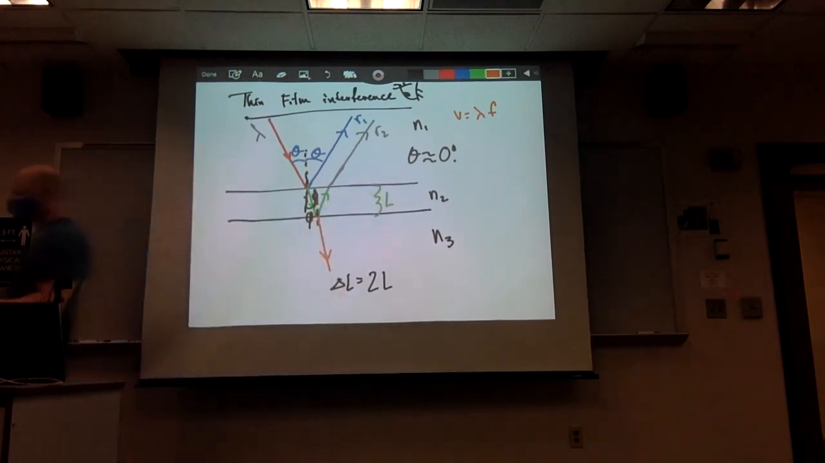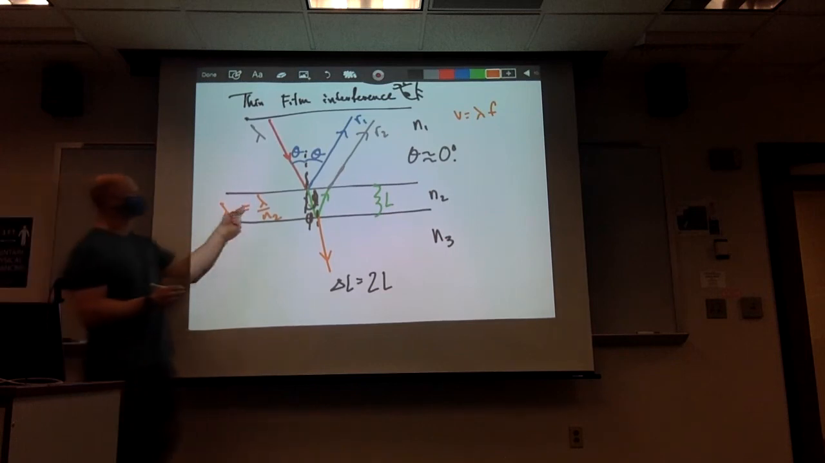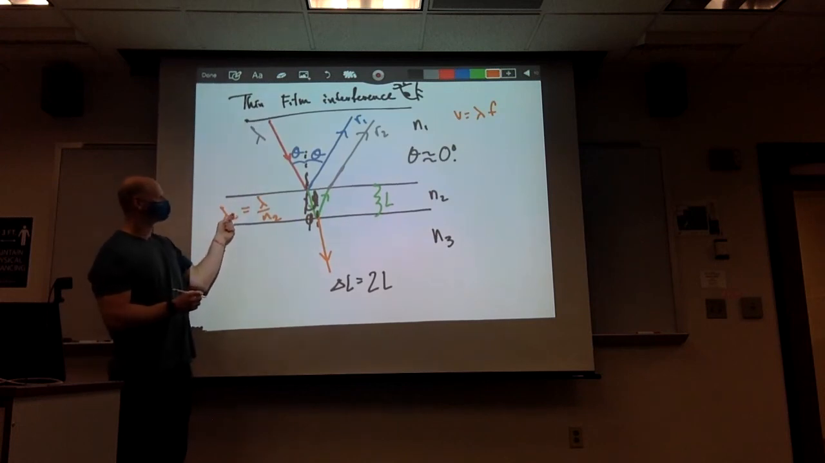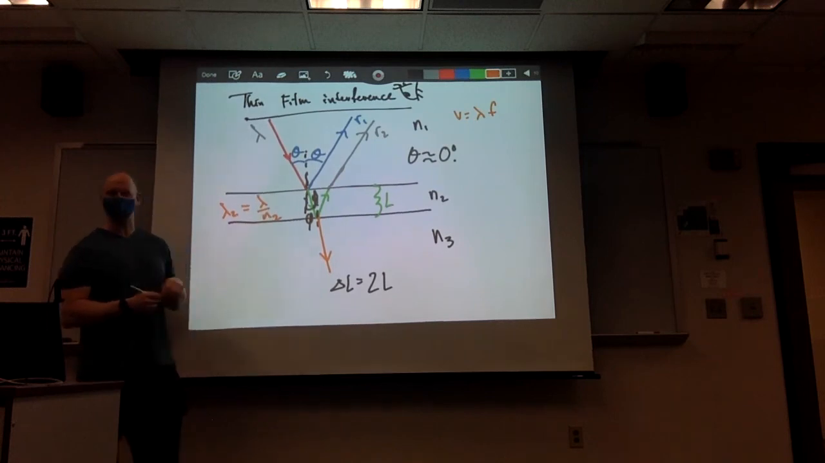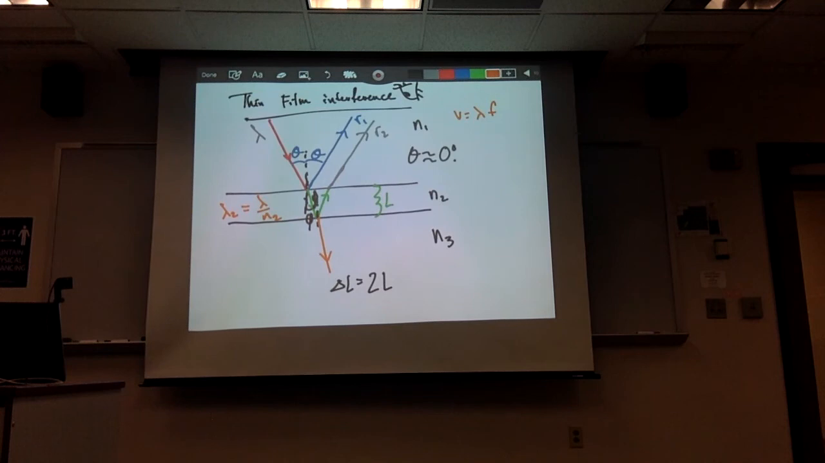So what that means is that this wavelength here is different from the initial incoming wavelength by simply the index of refraction. The index of refraction changes the wavelength, which means the wavelength inside of the second medium becomes the original incoming wavelength divided by the index of refraction of that second medium. Okay with this?